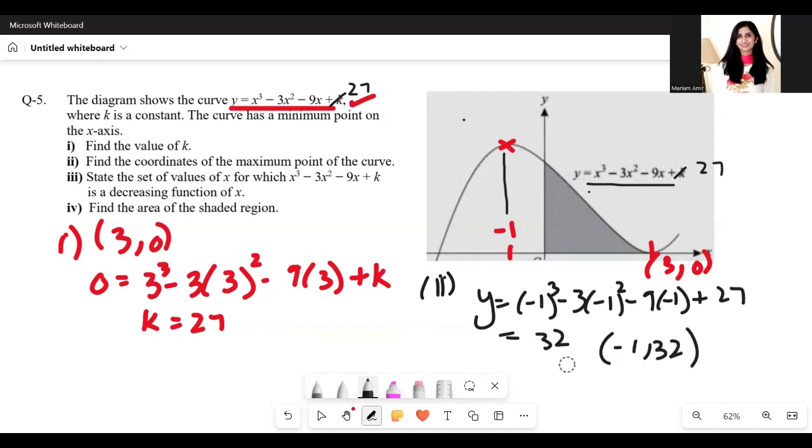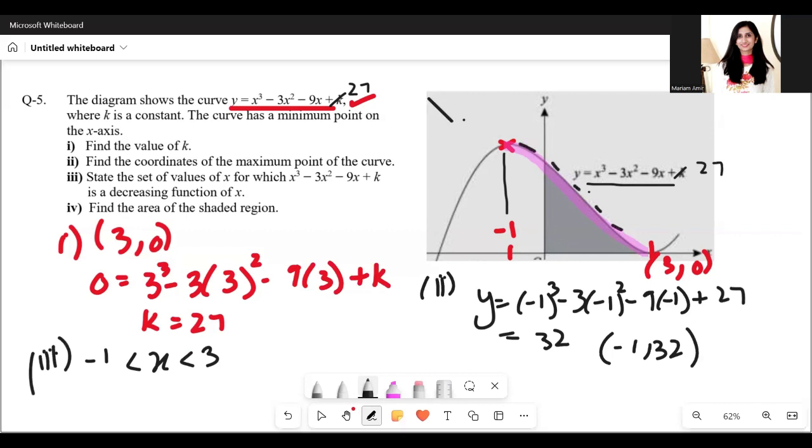State the set of values of x for which this is a decreasing function. We know this region is where the function is decreasing. So the value of x in this region is between negative 1 and 3. That's the answer for part 3, because the derivative is negative here. If you draw tiny tangents, they all have negative gradients.